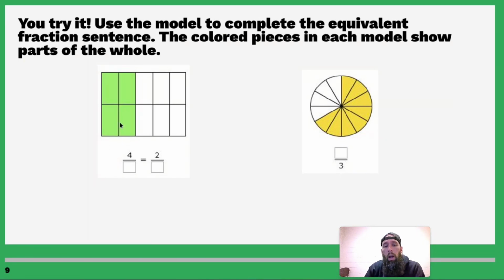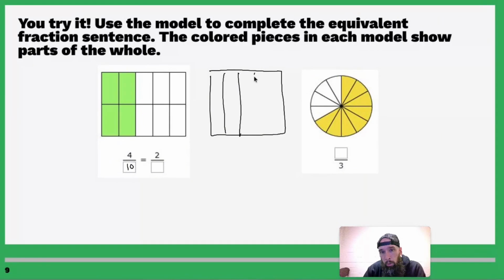All right, so we've got 4 out of... 1, 2, 3, 4, 5, 6, 7, 8, 9, 10. 1, 2, 3, 4 colored in, 4 out of 10. I need to make this 2 out of something. So how can I make this 2 out of something? Why don't I split this up into its columns? Because if I do it this way, then 2 of these are colored green. And so this is the same as 2 out of 1, 2, 3, 4, 5.